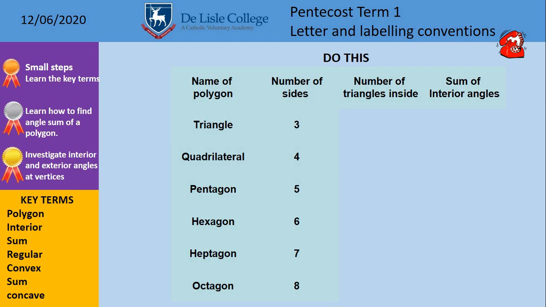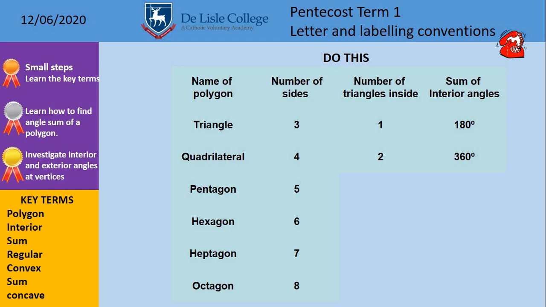So first of all, if you draw a triangle, you know you can only create one triangle inside, and that will be 180 degrees because the triangle's already there. Quadrilateral, 2, 360. See if you can follow the pattern and notice anything there as you fill in the remainder. So pause the video and have a go at that for me.